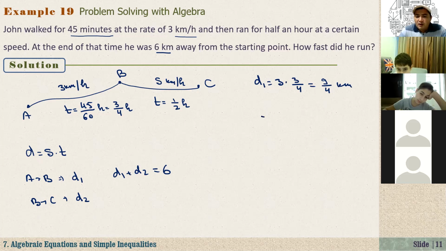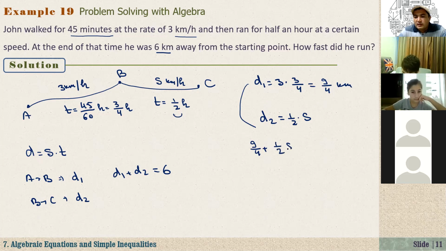And how about D2? D2 is equal to speed times time. Time is half, 1 over 2, and speed is S. What we know is that D1 plus D2 is equal to 6. D1 is 9 over 4, and D2 is 1 over 2 S. So that's equal to 6. From here, we need to find S.